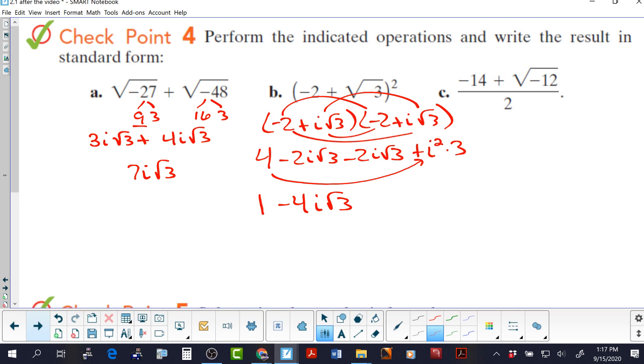Perform, all right, so this is negative 14 plus 2i square root of 3, because 12 is 4 times 3. The perfect square in there is 4. Square root of 4 is 2 over 2. So negative 7 plus i square root of 3. So you can divide this one by 2, divide that one by 2.